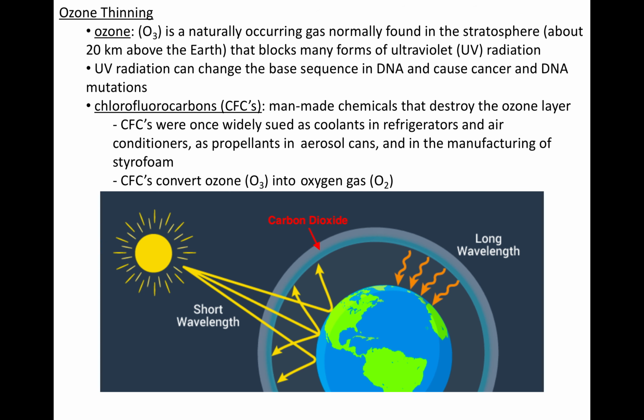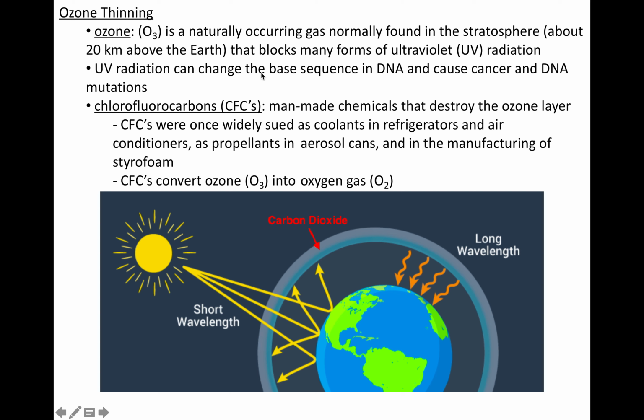Second phenomenon, ozone layer. Well, let's talk about what ozone is. Ozone is a layer of gases about 20 kilometers, that's about 12 miles, above the Earth. This ozone sits up there. It's O3. O2 is what we breathe. This O3 is the sunscreen of the Earth.